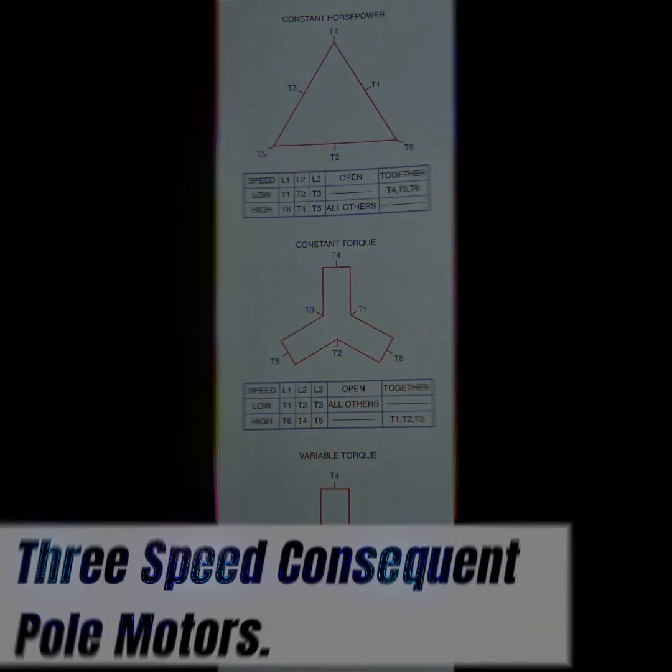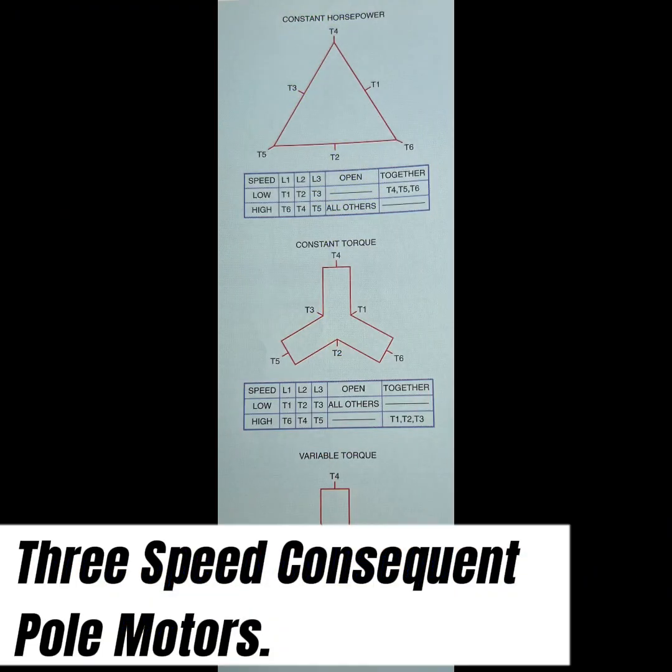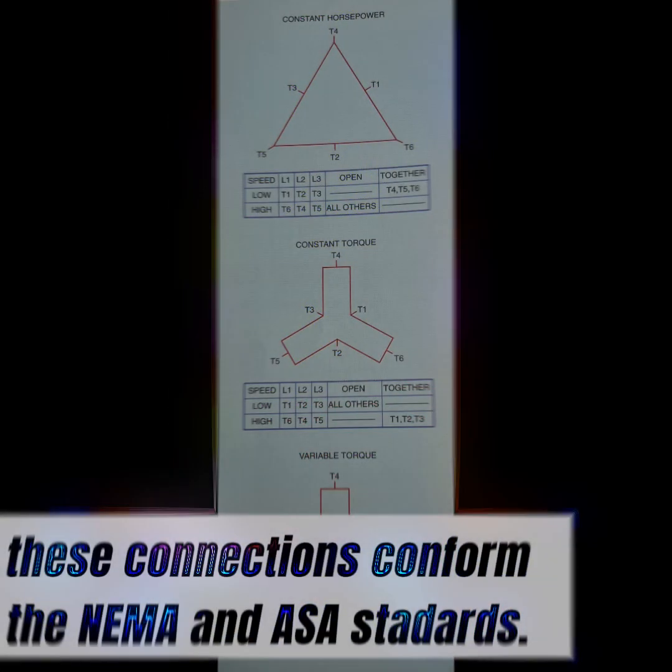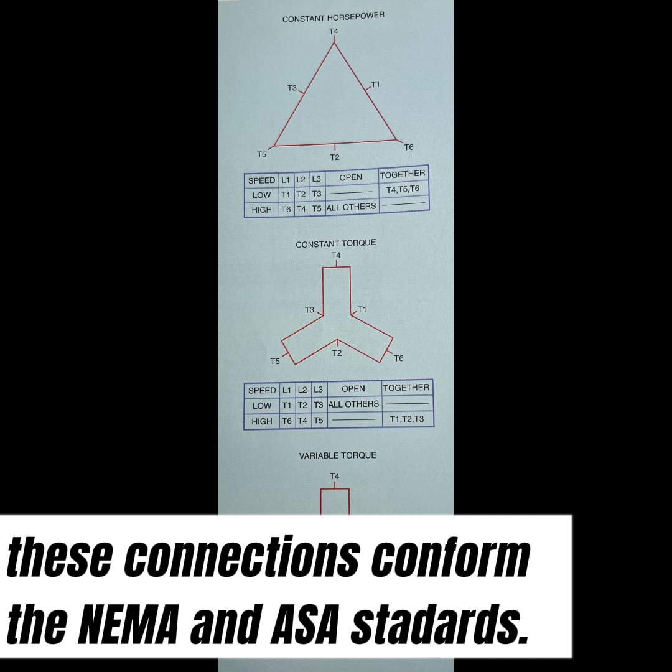3-speed consequent pole motors. Consequent pole motors that are intended to operate with 3 speeds contain two separate stator windings. One winding is reconnectable like the winding in a 2-speed motor. The second winding is wound for a certain number of poles and is not reconnected. If the reconnectable winding were wound for 4 or 8 pole connection, the motor will develop synchronous speeds of 1800 RPM, 1200 RPM, or 900 RPM.